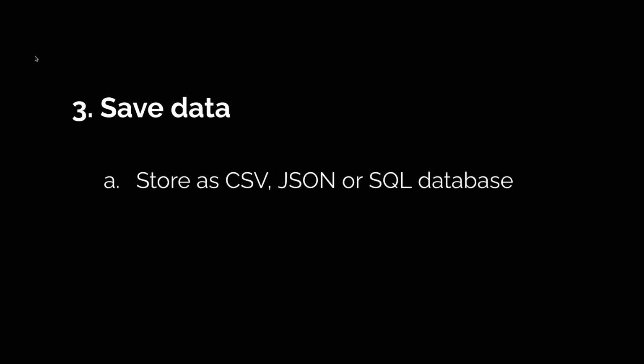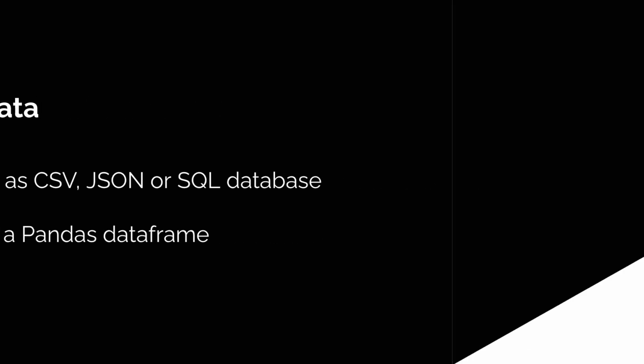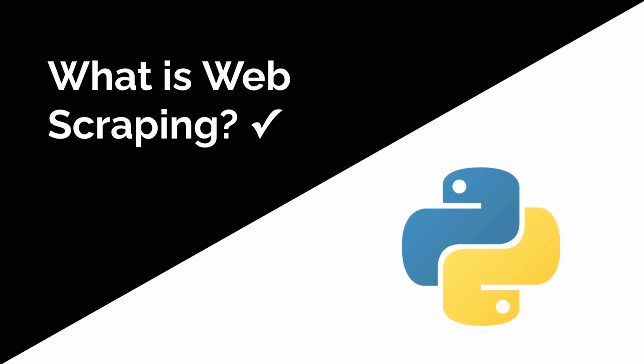And then step 3, you have to save the data. You can either store it as a CSV file, a JSON file, or a SQL database. You can also build a pandas data frame. There are many different options for saving your data. This is after it's been parsed. You can save it and put it to use wherever you want. And that is web scraping.